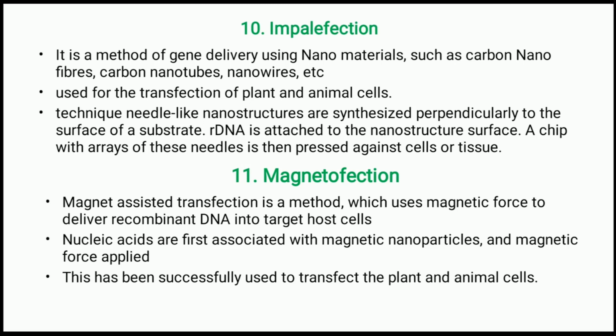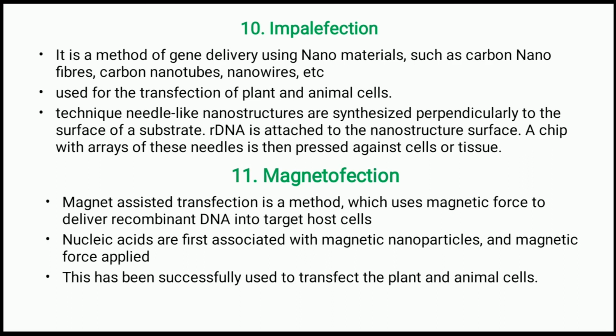Impalefection. In this method, nanomaterials are used to transfer the recombinant DNA. Examples are carbon nanofibers, carbon nanotubes and nanowires. This is useful for the transfection of plant and animal cells. It contains needle-like nanostructures that are synthesized perpendicular to the surface of the substrate. The recombinant DNA is attached to the nanostructures on the surface. A chip with arrays of these needles is then pressed against the cells or tissue. The DNA can contact the nucleus of the cell.